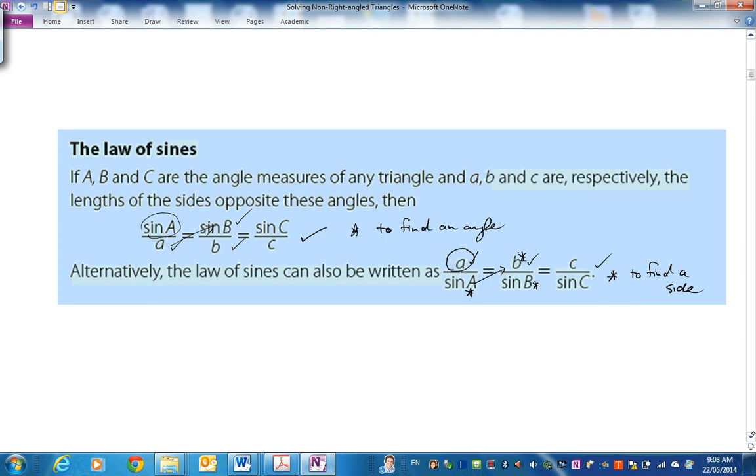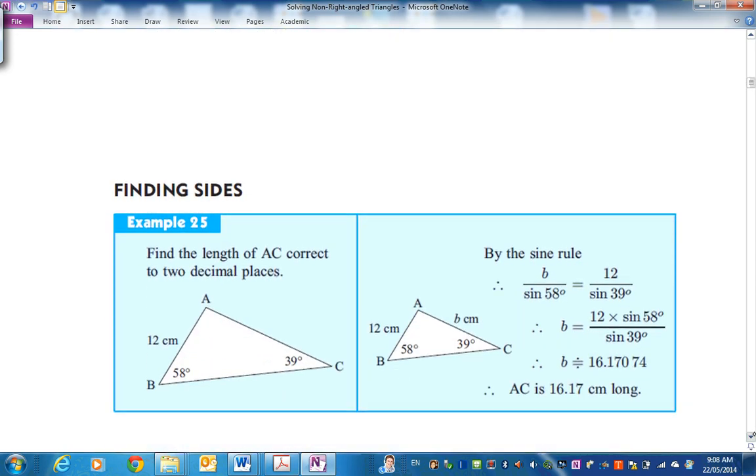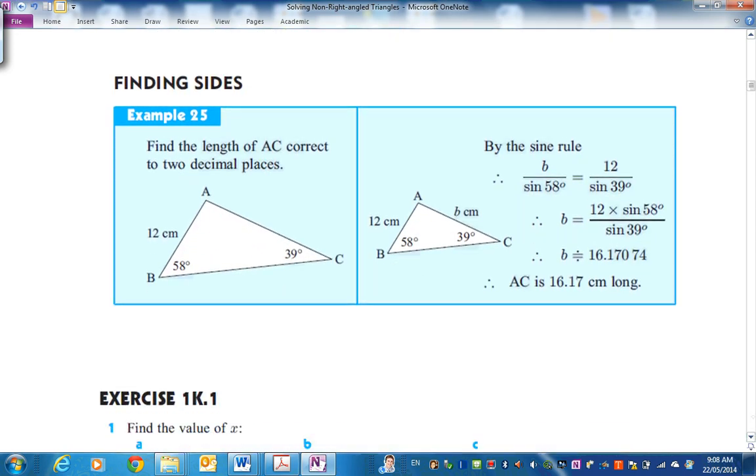Let's have a look at the idea of that. So here's finding some sides. Find the length of AC, here we are, to 2 decimal places. Do we know enough? Well, we have the side, the angle opposite it, and we have another angle and its side opposite, so we should be okay.